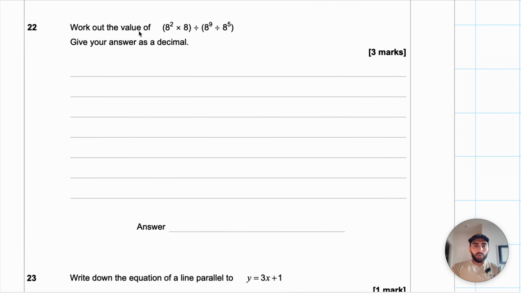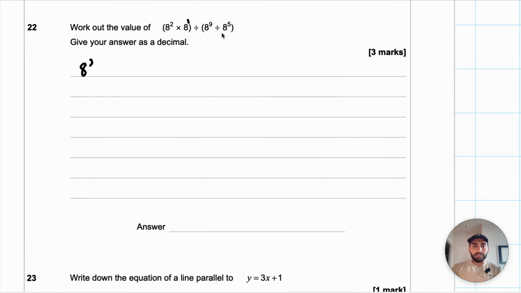Question 22. Work out the value of 8 squared times 8, and remember here there's an invisible 1, divided by 8 to the power of 9 divided by 8 to the power of 5. So we're using our index laws here. Whenever we're multiplying and we have the same base, we just add the powers and we keep the bases as they are. So for this first one, we're doing 2 add 1, which is 8 to the power of 3.